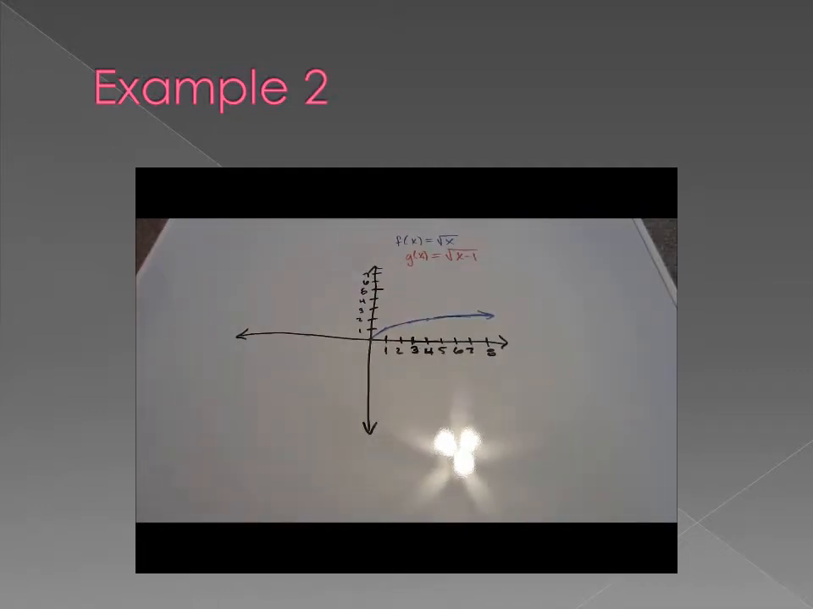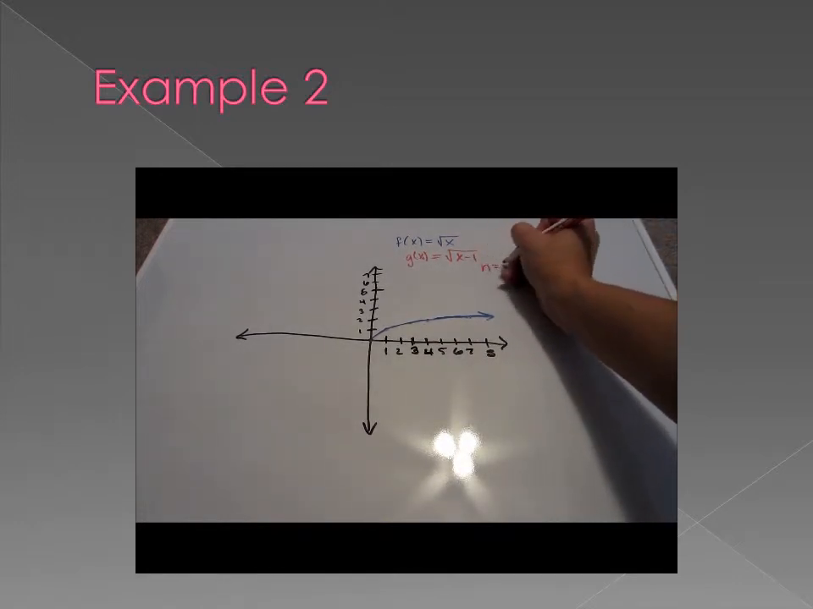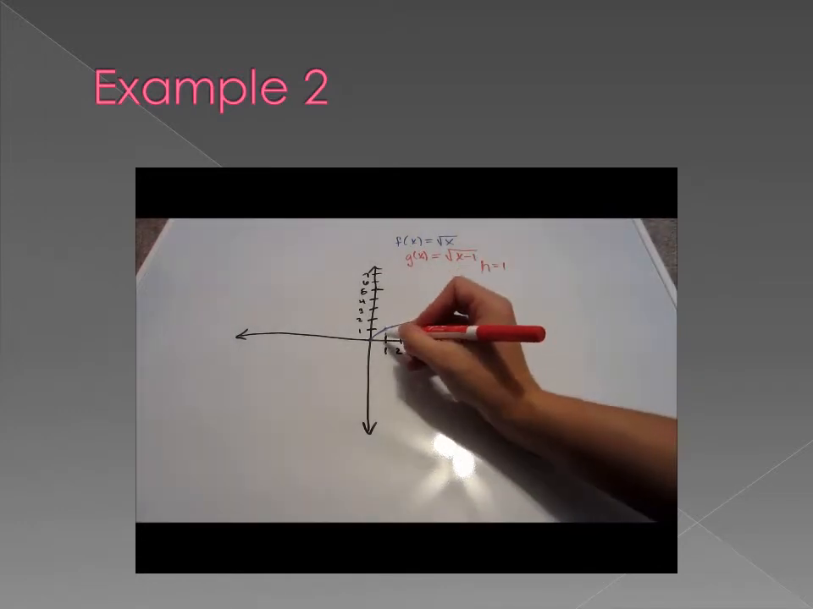For this one, we're going to be graphing g of x equal to the square root of x minus 1. Now we have the 1 inside the square root, which means that that's going to be our h, not our k. So this is going to be h equal to 1. If h is 1, we want to move to the right one space. So we take our first point and move it over one space.